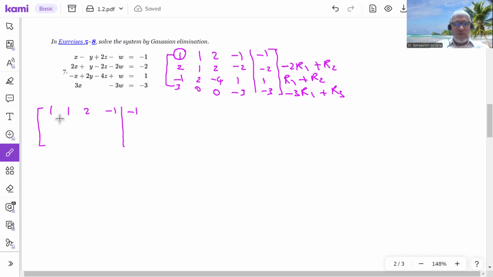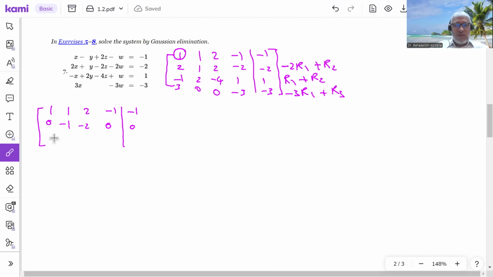Okay, -2 plus 2, 0. -2 times 1, -2 plus 1, -1. -2 times 2, -4 plus 2, -2. -2 times -1, 2 plus -2, that's 0. -2 times -1 is 2 plus -2, that's also 0. Okay, the third row, we will change the third row by this row operation.